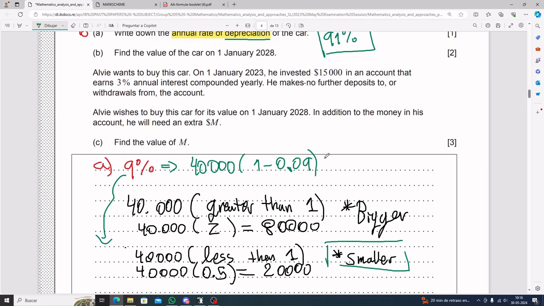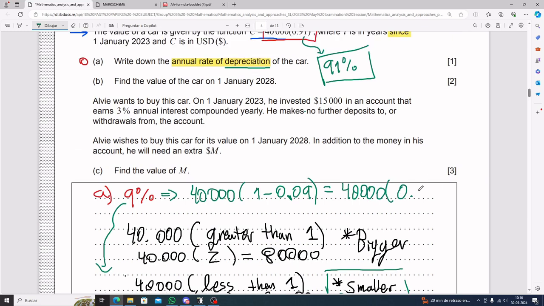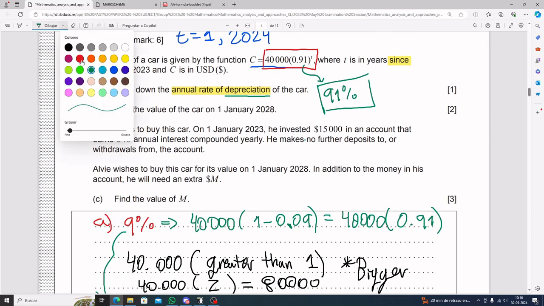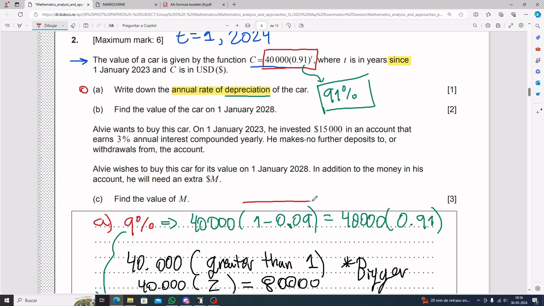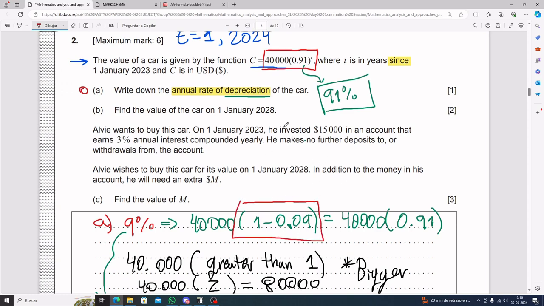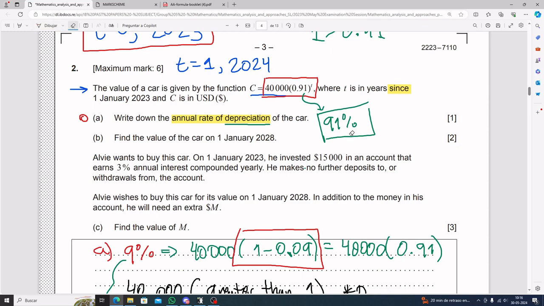So if you subtract over here, you end up with 40,000 times 0.91, right? And so that is what's happening behind the scenes. To depreciate by 9%, you do 1 minus that 9%, right? And so if you want to depreciate by, I don't know, I'm going to make it up. See? Imagine you want to depreciate by, just so that we're on the same page, 33%. See?